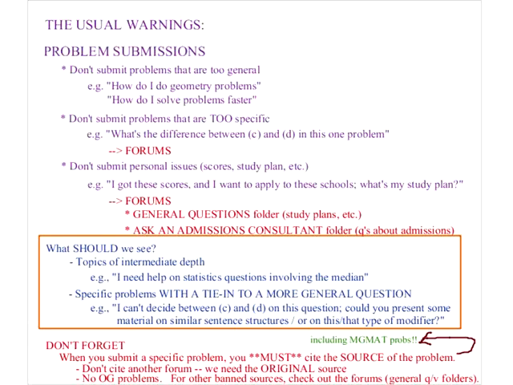Okay, so problem submissions, there's the warnings. Please don't submit too general. Please don't submit too specific. Please don't submit personal questions. Here's what you do want to submit. Finally, you must include sources. You have to include sources.